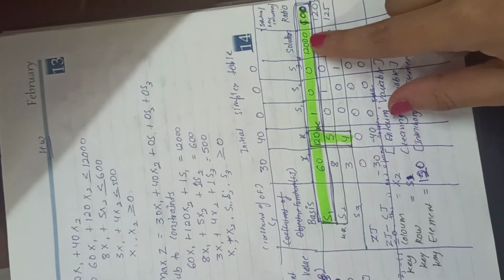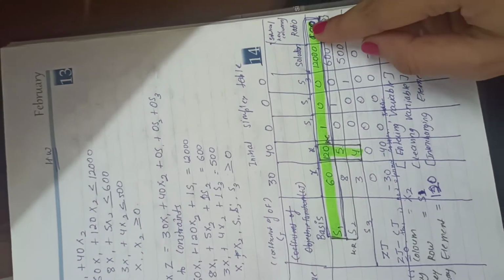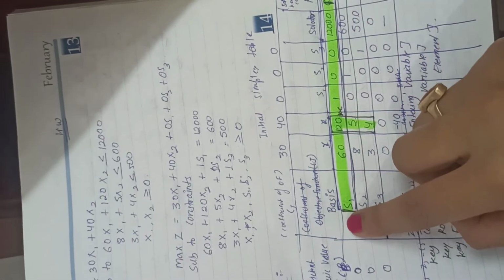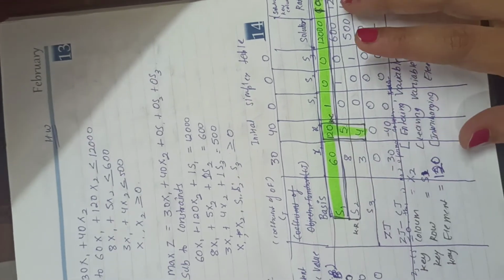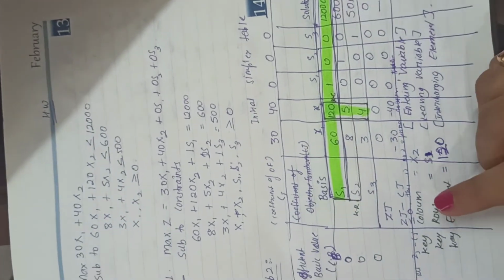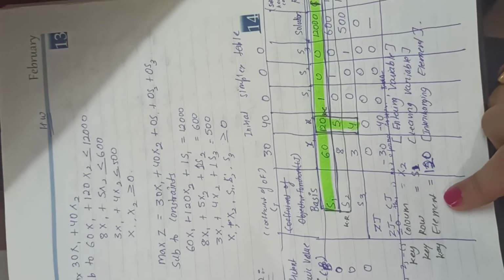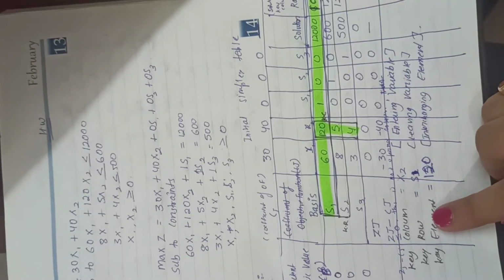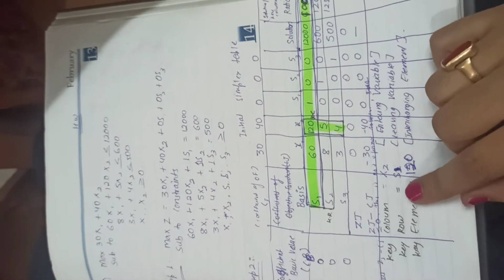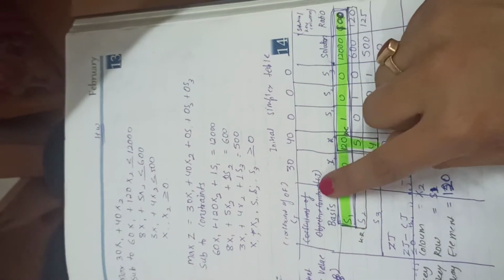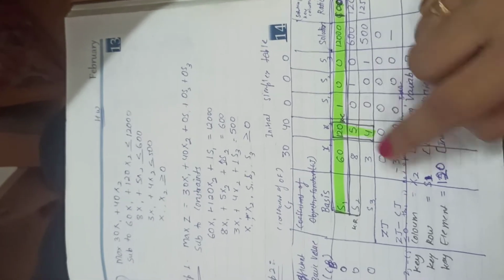So we got everything. After finding the ratio, whichever is least, that row you have to color and select, that's all. Why do we do this? In order to find our key row, key column, and key element. The key element is the point of intersection. Here you can see a T shape where both meet at 120. This is our key element.